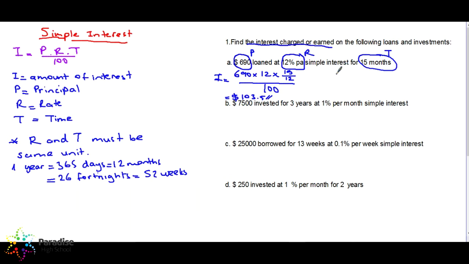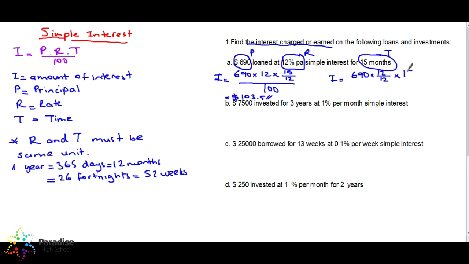What if I do it another way? So I is equal to 690 times. Now, this time I would like to convert the rate per year into per month. If your rate is 12% per year, then the monthly rate will be 12 divided by 12. So that gives you the 1 month rate.